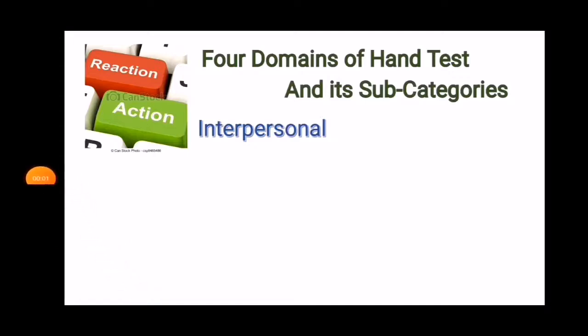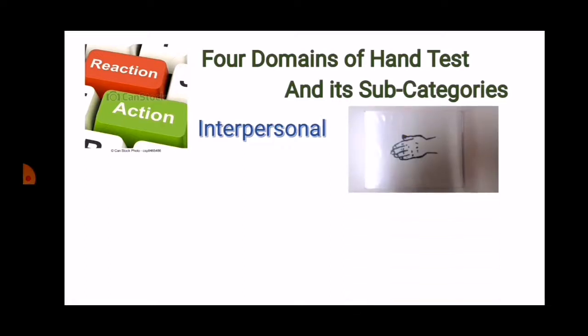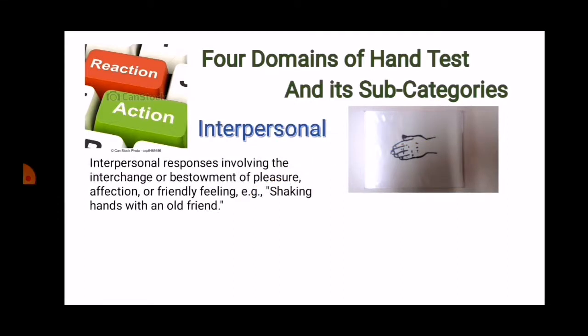To the next topic, the four domains of the Hand Test and its subcategories. When we say four domains of the Hand Test, it is how the responses of the students were categorized on this test. So we have the interpersonal domain. Interpersonal responses involve interchange or bestowment of pleasure, affection, or friendly feeling. For example, you identify that picture as shaking hands with an old friend. So this falls under the interpersonal domain.